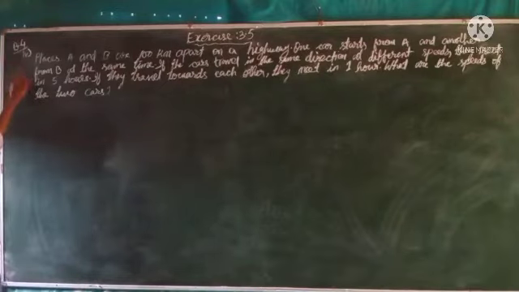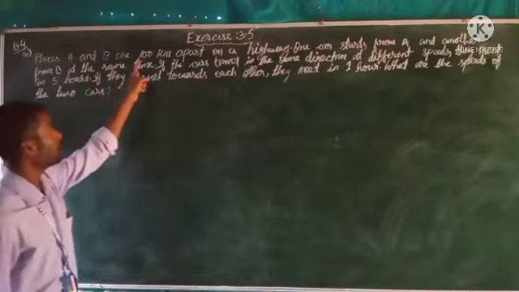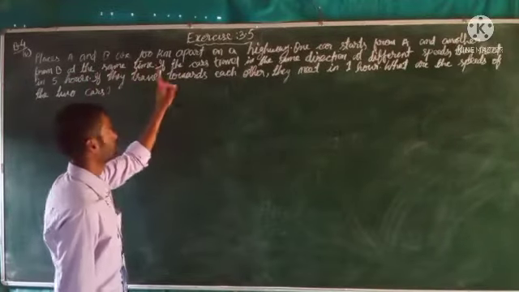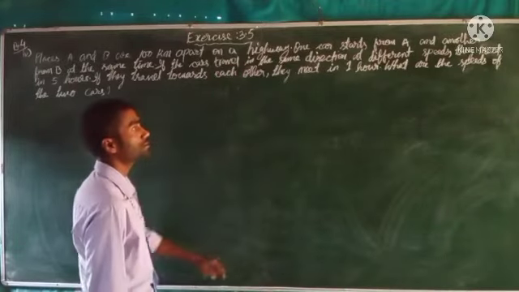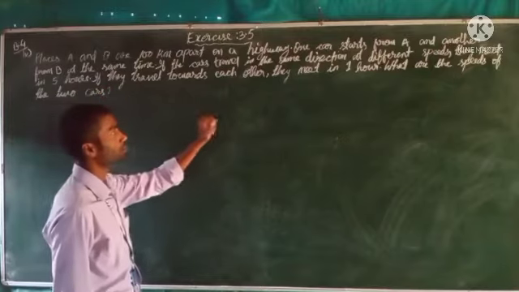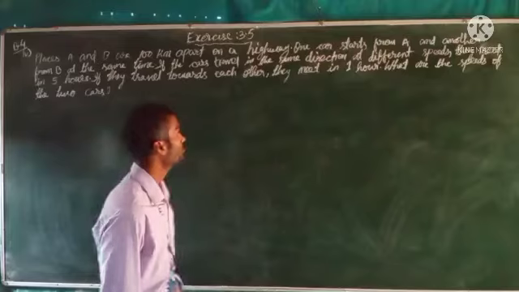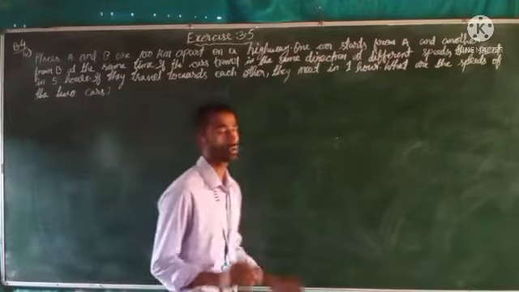Question number B4. Here, places A and B are 100 km apart on a highway. One car starts from A and another from B at the same time. If the cars travel in the same direction at different speeds, they meet in 5 hours. If they travel towards each other, they meet in 1 hour. What are the speeds of the two cars?